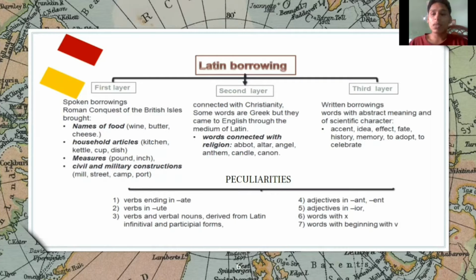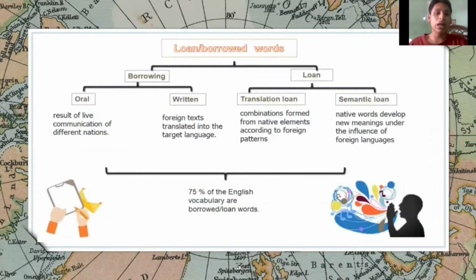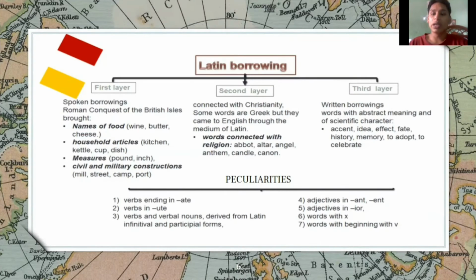The third layer is the written borrowing. Let's look back at what the written borrowing is. The written borrowing is about foreign text translated into the target language. The words that were borrowed were words with abstract meaning and of scientific character. Some examples are ration, idea, effect, fate, history, memory, to adopt, and to celebrate.